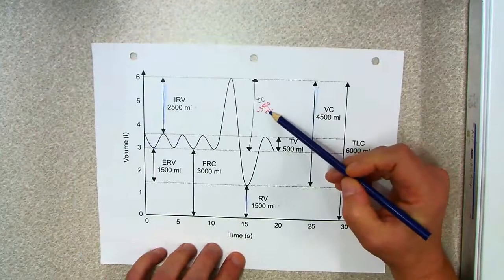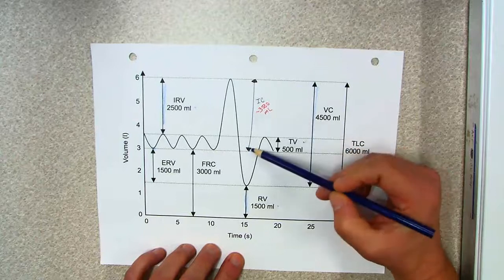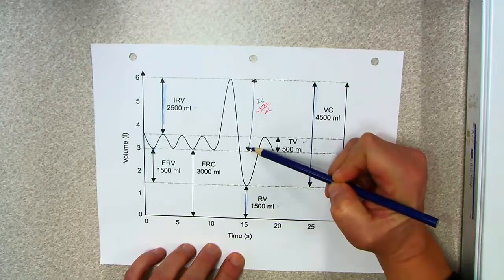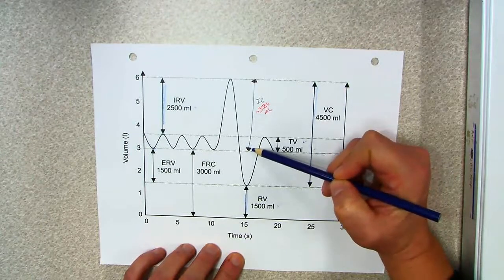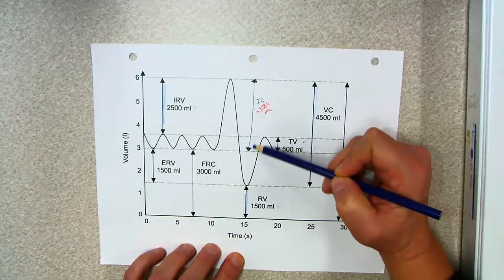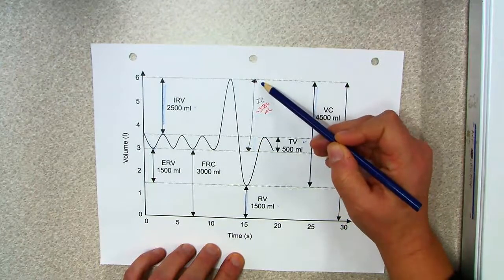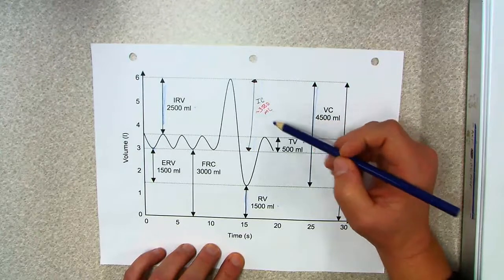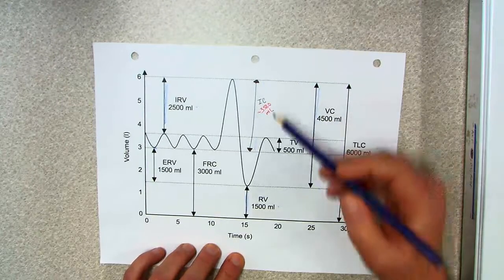The inspiratory capacity is the maximum volume of air that a person can inspire. So this is going to include your tidal volume and then also your IRV. And typically it's about 3,500.